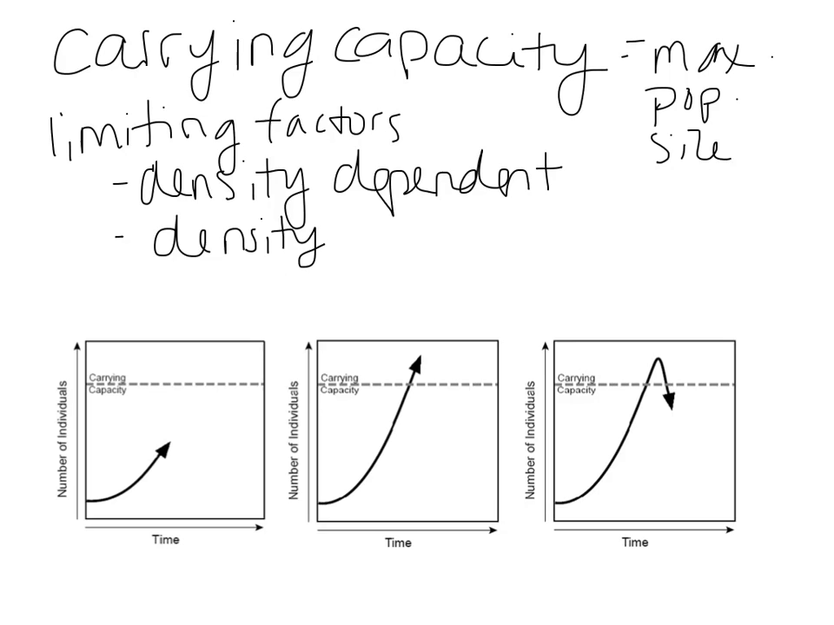And so density dependent factors are going to be dependent upon the population density. These would be things like the spread of disease, the availability of food, the availability of water. Those things would be density dependent. The population density has an impact on these.